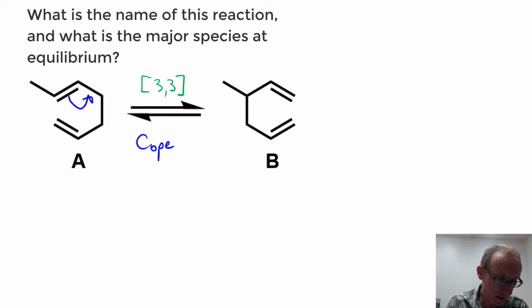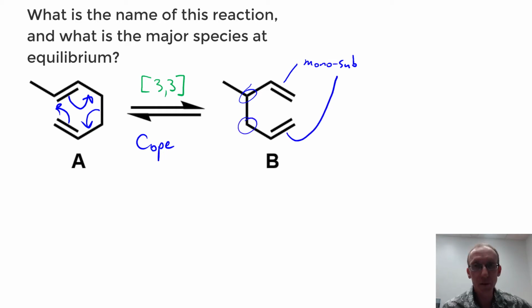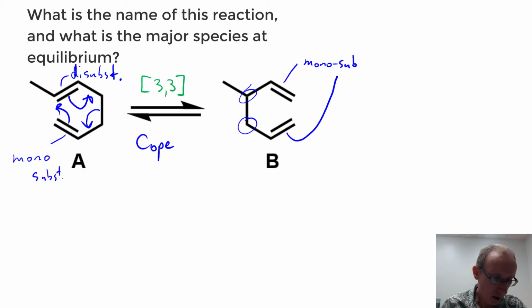Okay, if we draw the curly arrows in, there's how it would work in the forward direction. Now, here we've got a mono-substituted double bond, just has this one non-hydrogen substituent. This is also a mono-substituted double bond with just one non-hydrogen substituent. Whereas in the compound A, we've got a di-substituted double bond and one mono. So overall, the compound A has more highly substituted alkenes, and the general rule is that more highly substituted double bonds are generally more stable. So this is going to be a Cope rearrangement, which gives A as the major species at equilibrium.